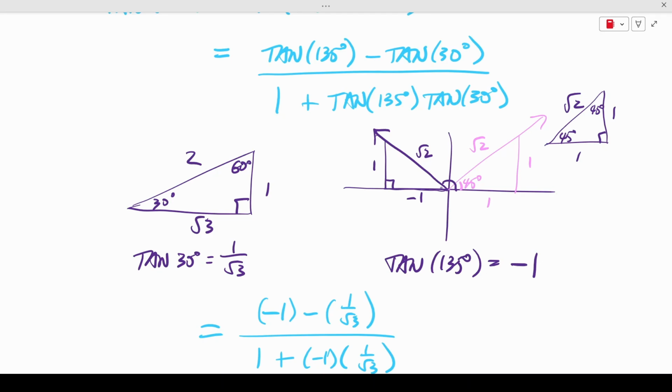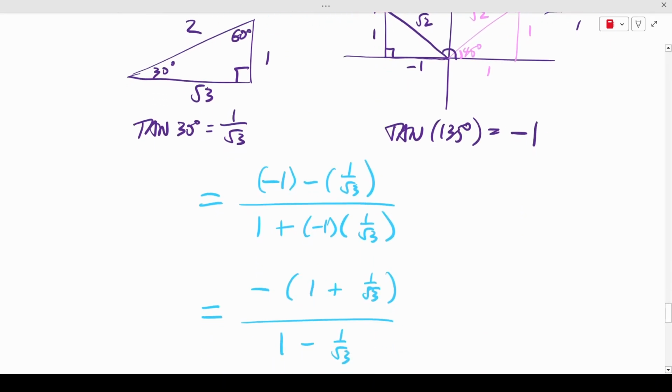Okay, and so this gives me that tangent of 135 degrees is 1 over negative 1, which gives me a value of negative 1. So far, so good. Great. Okay, so now I can just plug in negative 1 and 1 over root 3 where they apply in this formula up here. So I have negative 1 minus 1 over root 3 over 1 plus negative 1 times 1 over root 3. There it is. Now it's a matter of simplification.